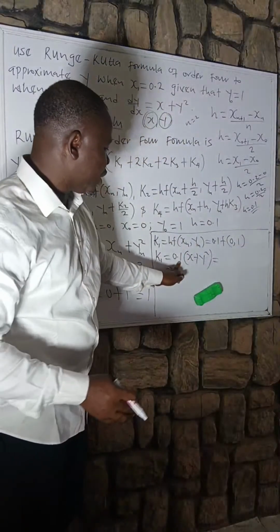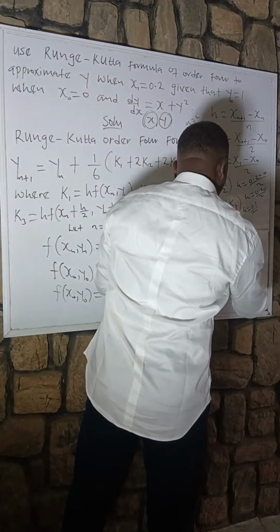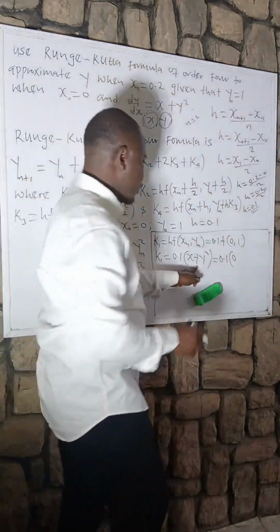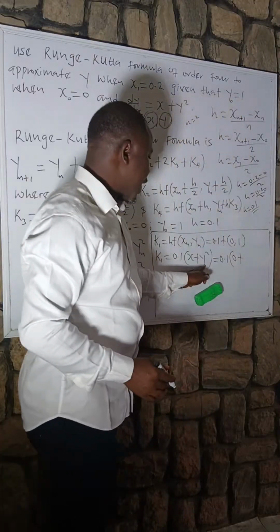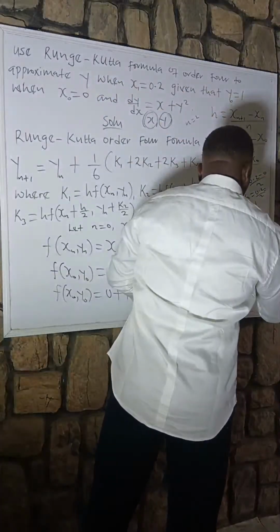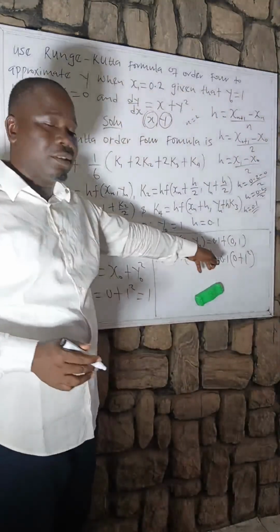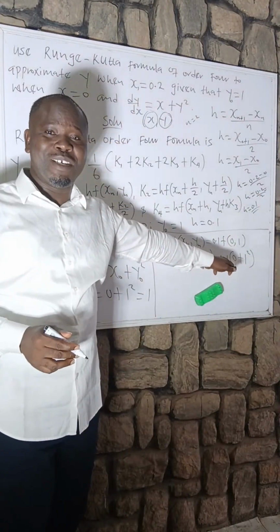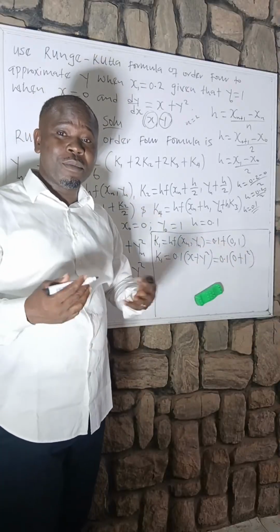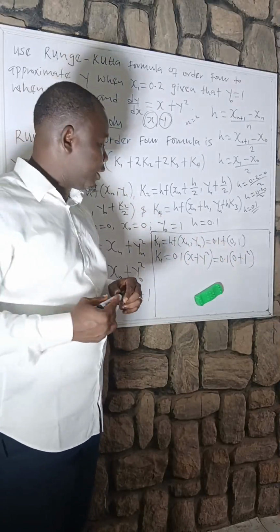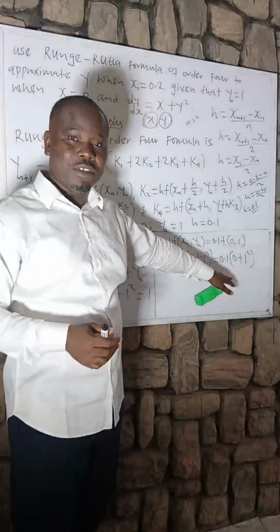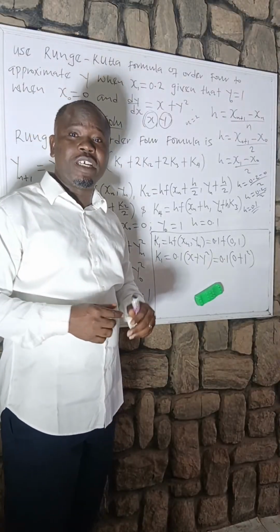But mind you, our h here is 0.1, open bracket, 0, plus y squared. Then y here is 1. Please take note, 1 all squared. I'm just breaking it down so that everyone will be carried along, because sometimes it is difficult to understand mathematics.